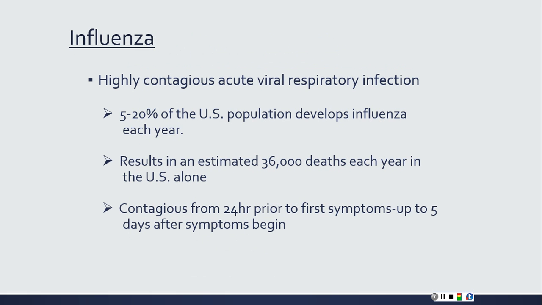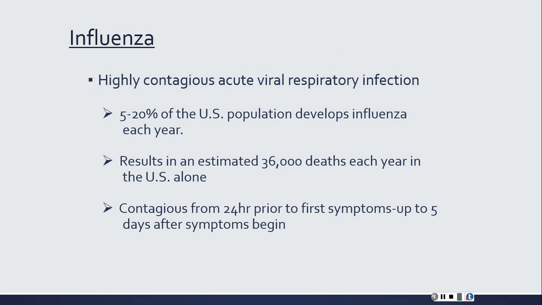All right, next we've got influenza. This is a highly contagious acute viral respiratory infection. You all should know it by now. 5 to 20% of the U.S. population develops influenza each year, and it results in an estimated 36,000 deaths each year in the U.S. alone. That's why you hear about it. That's why they really push the vaccines.